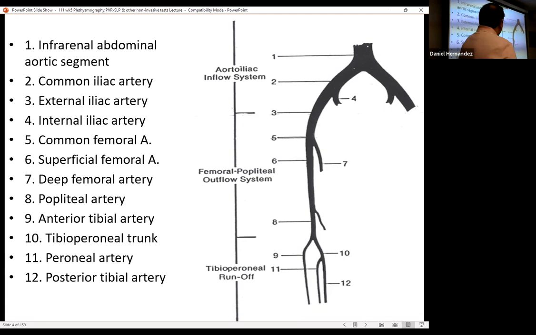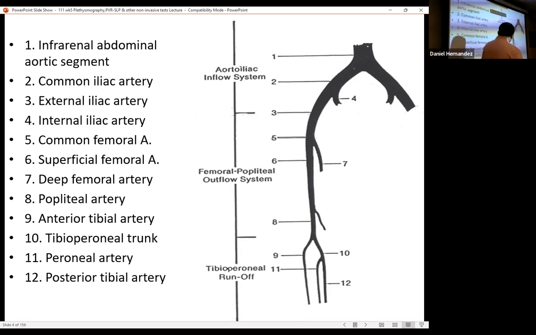So what you're saying is we don't need to memorize. Basically, the way I remember it is the vessels that are flowing into the leg, the aortoiliacs, are part of the inflow system, and then outflow is all that's flowing out towards the foot. So into the groin and then out towards the leg.